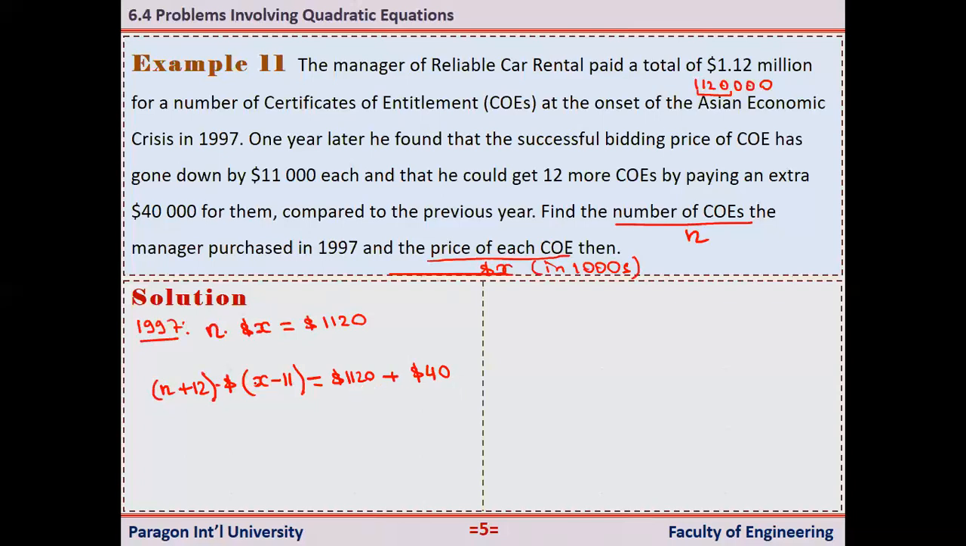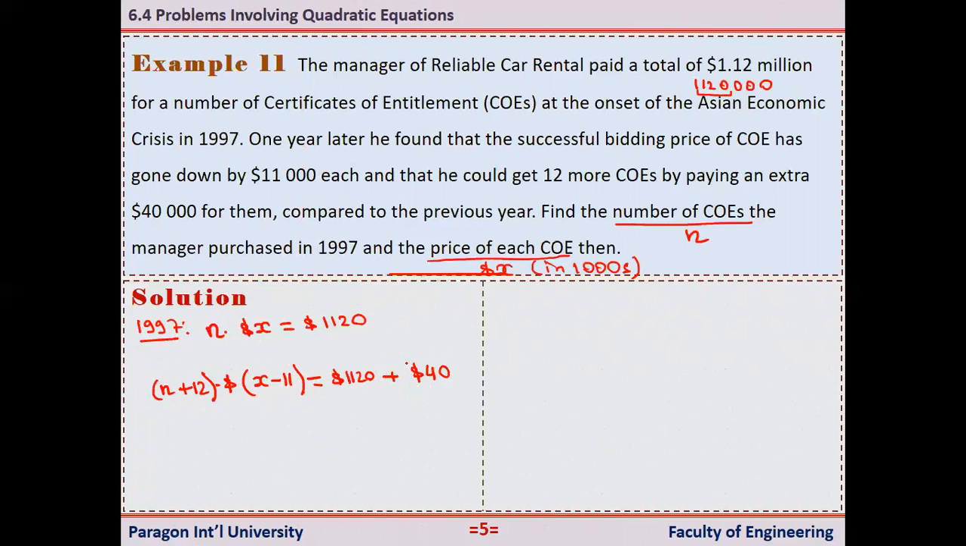1,120 thousands, X thousands, 11 thousands, right? So actually, they just cancel each other. We have this equation. Now we have to solve this. We use suitable variables to denote the unknown, and after that, we form our equation.